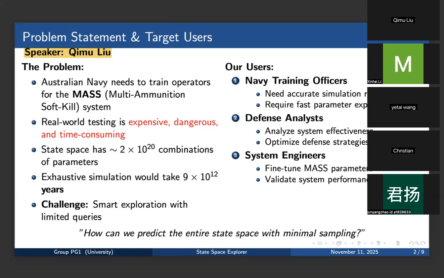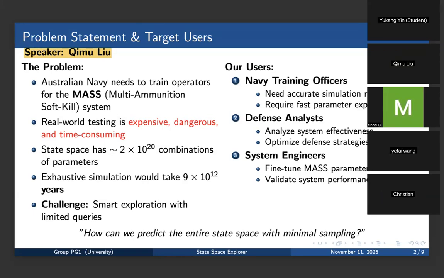So the Navy just got these mass systems to protect ships from missiles using electromagnetic countermeasures. They need to train operators, but you can't just shoot real missiles at ships. So we simulate. The problem is the state space has about 2 times 10 to the 20 parameter combinations. If we simulated each one for a second, it would take 9 trillion years. Obviously impossible. Our challenge was to predict the whole space using minimal samples.